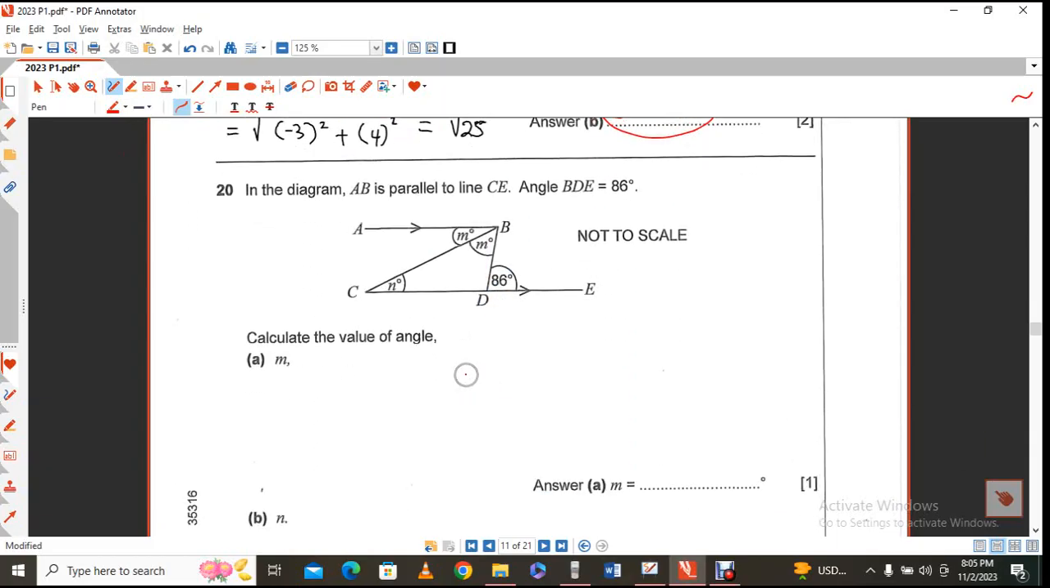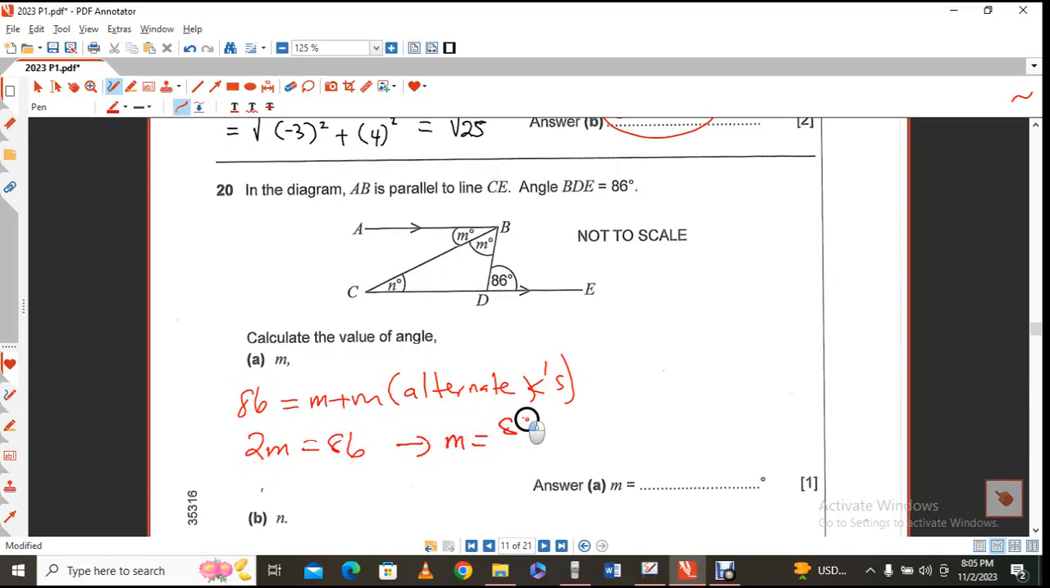Question 20. In this diagram, AB is parallel to CE, angle BDE is equal to 86. Here's the thing though, parallel angles, you see that 86 here, 86 equals M plus N, because these are alternate angles. Alternate angles, they are equal. So 2M equals 86. Therefore, M will be 86 divided by 2, which gives you 43.